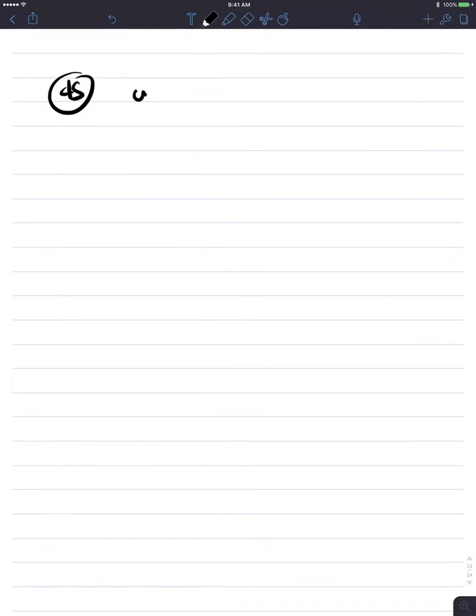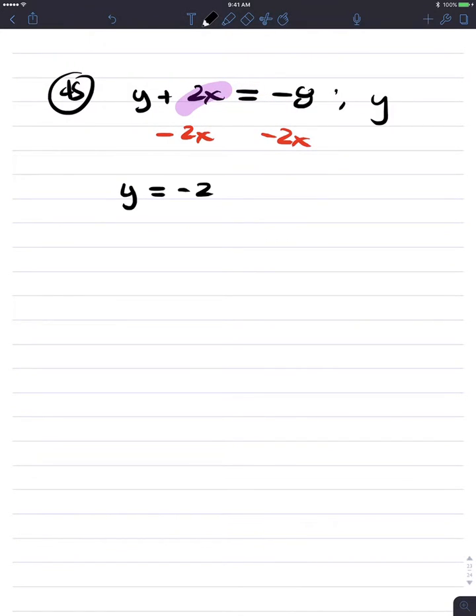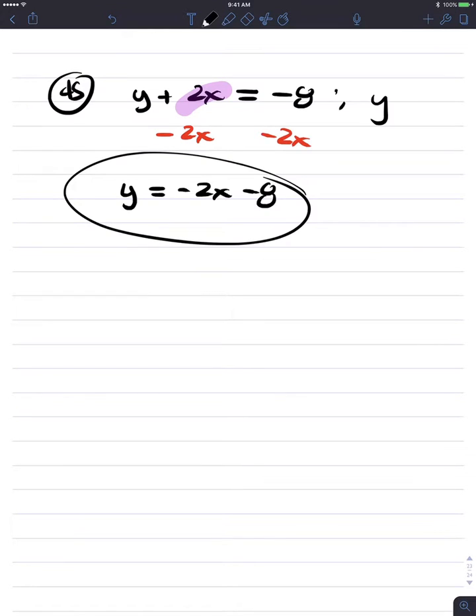45. y plus 2x is negative 8. We're going to solve for y. You solve for y, and you notice that 2x is being added to it. So you're going to subtract 2x from both sides, and you end up with y being negative 2x minus 8. And you're done.